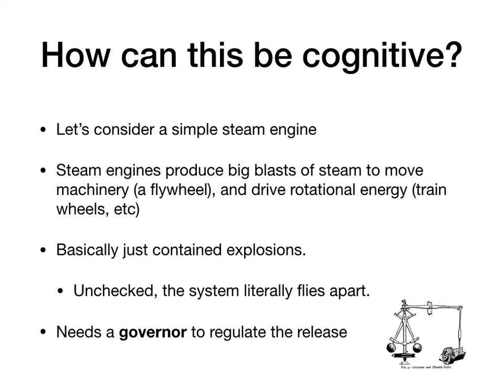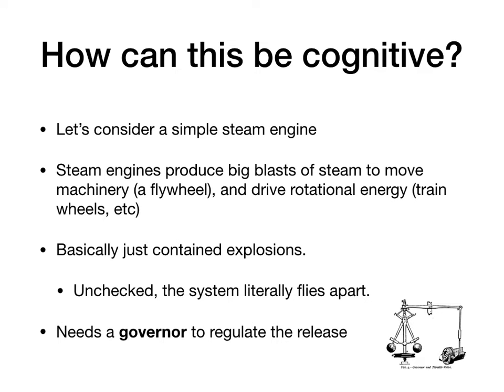Like train wheels is a simple one, but you can convert rotational energy into electrical energy using a generator, right? So we just contain these little explosions, and here's the problem though. If you just let this run and you didn't have a way of carefully and dynamically limiting the amount of steam you let through, you would just blow up the flywheel and the train and everything. There needs to be some mechanism that regulates how that steam is released.